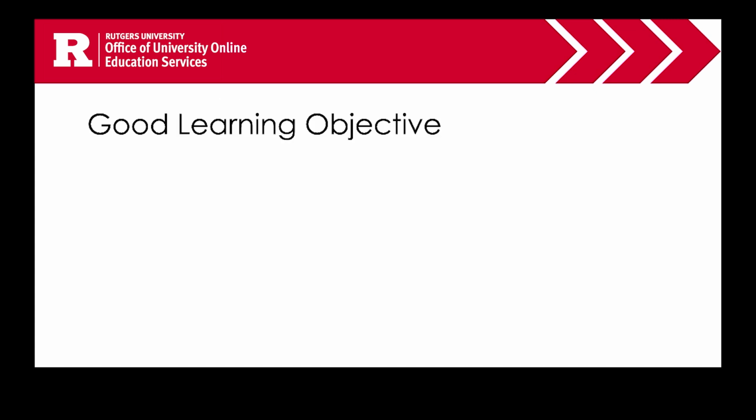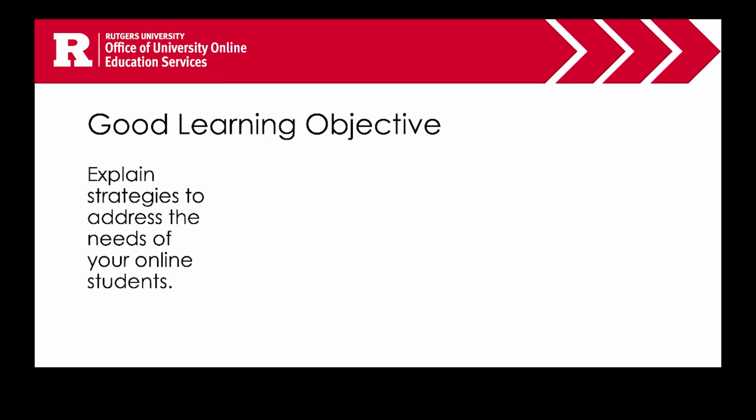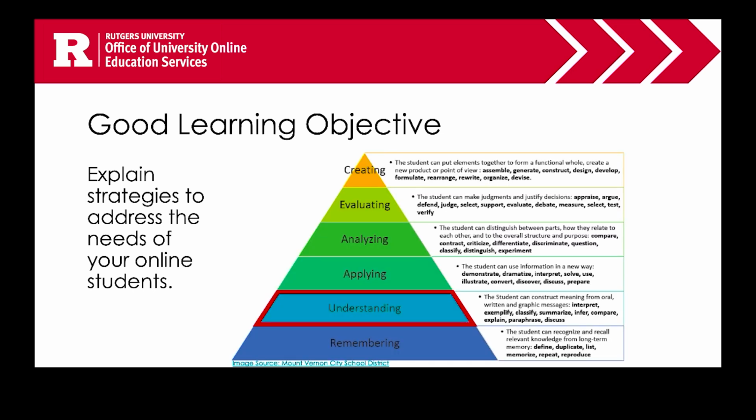At the beginning of each video in this series, you are presented with a few objectives. In part 1 of this video series, one of the objectives was explain strategies to address the needs of your online students. You'll notice the objective begins with explain, which is a measurable action verb and falls on Bloom's taxonomy as understanding. If this were a course, the instructor could assess your ability to explain strategies to address the needs of your online students, perhaps asking you to write a paper or give a presentation to explain these needs, and then using that paper or presentation to gauge your ability to do so.